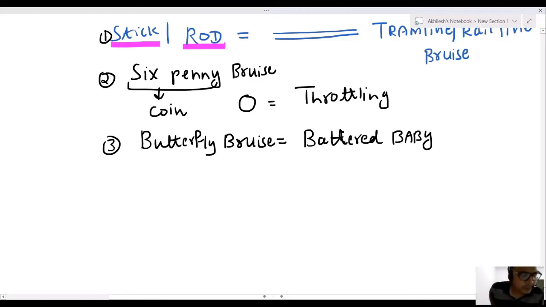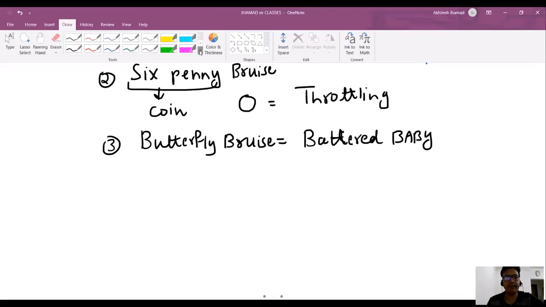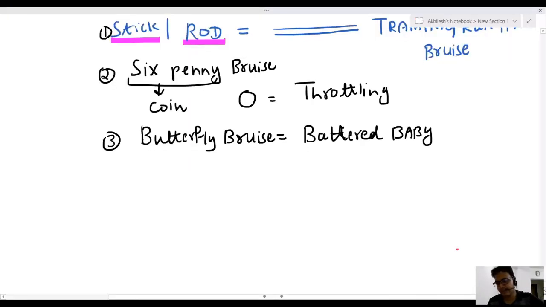So I'm revising all the bruises again. Don't worry. First is tram line bruise, hitting with a stick. Coin shaped bruise on neck is a sixpenny bruise. Butterfly bruise, beating a child, that is battered baby. These are examples of, yes my dear friend, pattern bruise. They form the pattern of an object. Now, artificial bruise, sir.